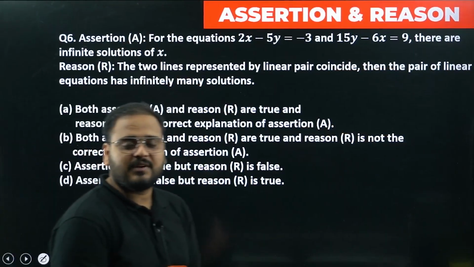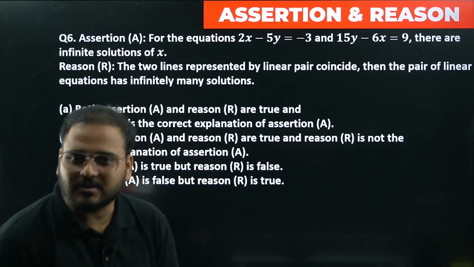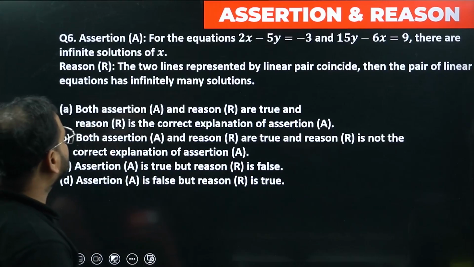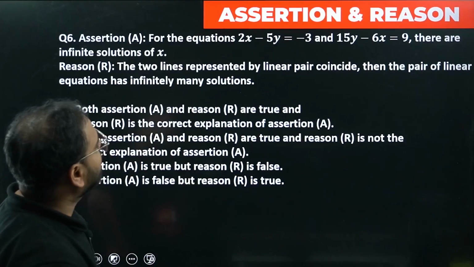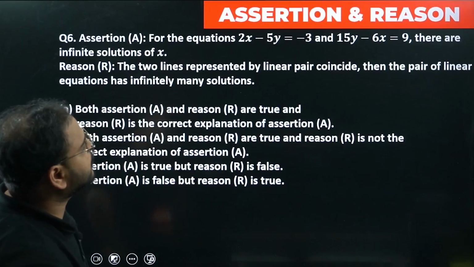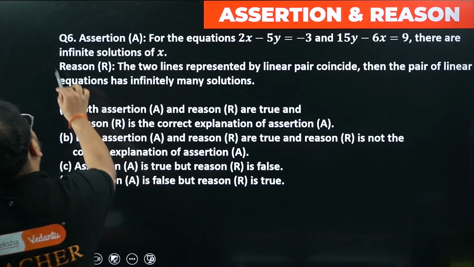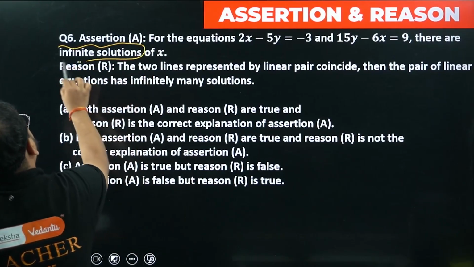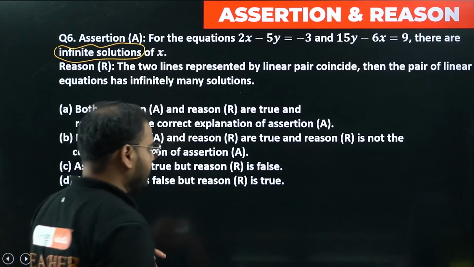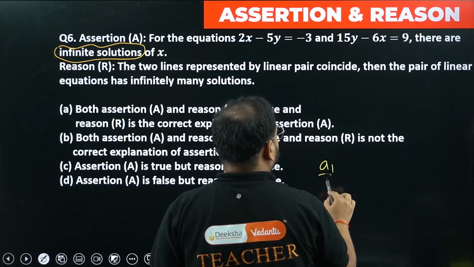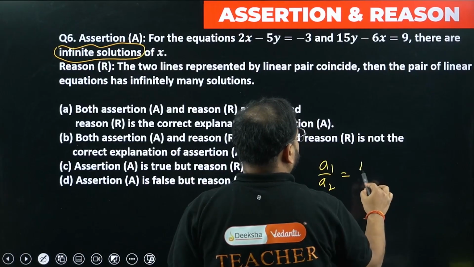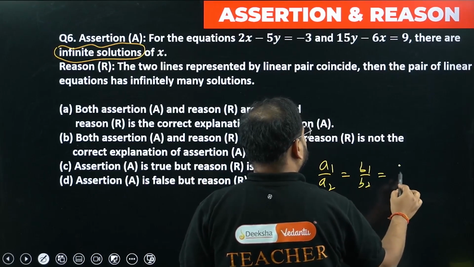Next is assertion reason. I've taken 3 assertion reason questions, right? I hope you solved all the 3 questions. For the equations 2x minus 5y equals to minus 3 and 5y minus 6x equals to 9, they are having infinite solutions. What is the condition for infinite solution? If you remember, a1 by a2 equals to b1 by b2 equals to c1 by c2.